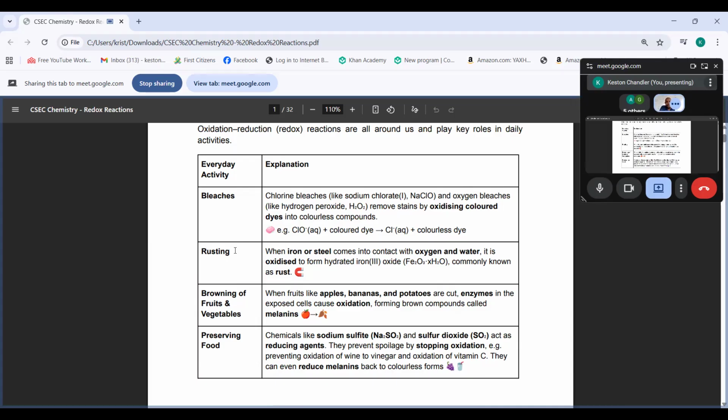Preserving food is another example where chemicals like sodium sulfite, sulfur dioxide, act as reducing agents and they stop the oxidation process and prevent spoilage. Yeah? So all of these are examples of how oxidation reduction reactions take place in very common places. Now we want to get into the more scientific reasoning and methods relating to it.